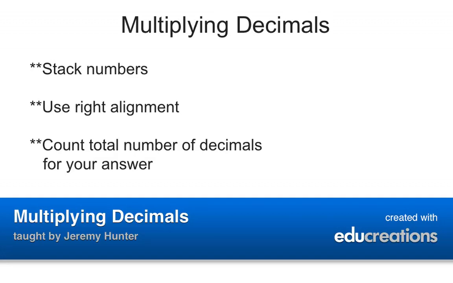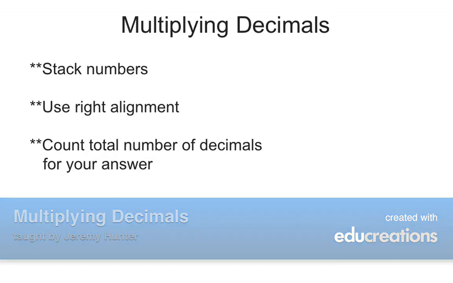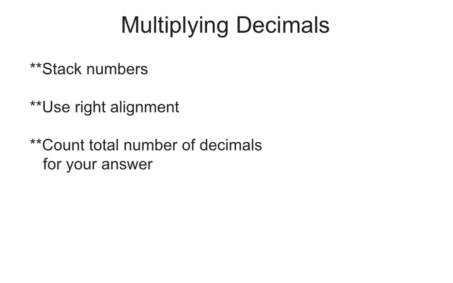All right, class. Today we're going to be learning a lesson on multiplying decimals. As we do this, the three things I've listed here for you as reminders about how to multiply decimals are: one, that we want to stack our numbers. So just like we've been doing in the past couple of lessons, we're going to use the vertical format and put the numbers on top and below each other. The second thing is we're going to use a right alignment. And then finally, we're going to count the total number of decimals that are going to be in our answer.